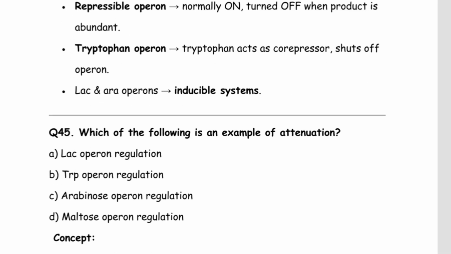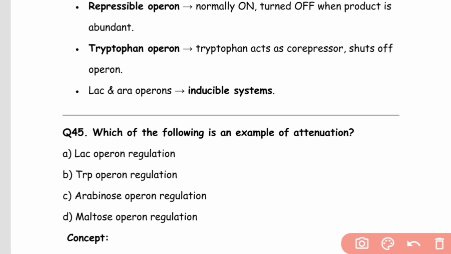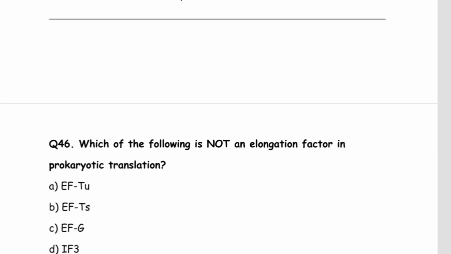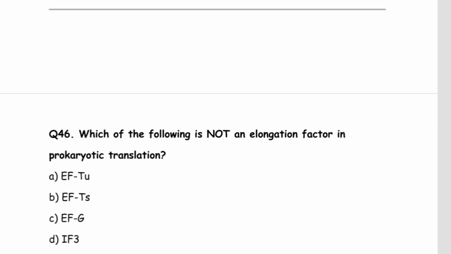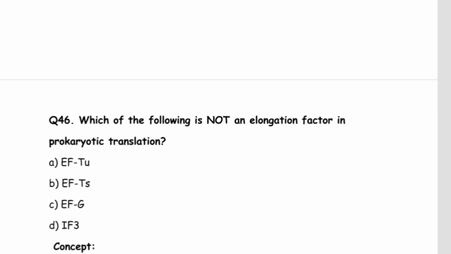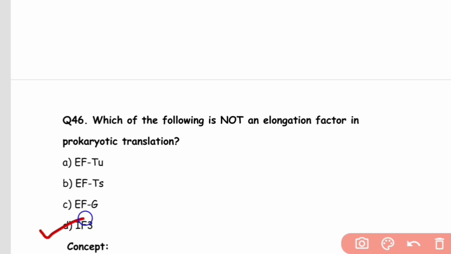Next question, which of the following is an example of attenuation? A. Lac operon regulation, B. Tryptophan operon regulation, C. Arabinose operon regulation and D. Maltose operon regulation. Correct answer is B, tryptophan operon regulation. We already have seen this concept. Next question, which of the following is not an elongation factor in prokaryotic translation? A. Elongation factor Tu, B. Elongation factor Ts, C. Elongation factor G and D. IF3. Correct answer is D, IF3. Why? Because it is an initiation factor and not an elongation factor.